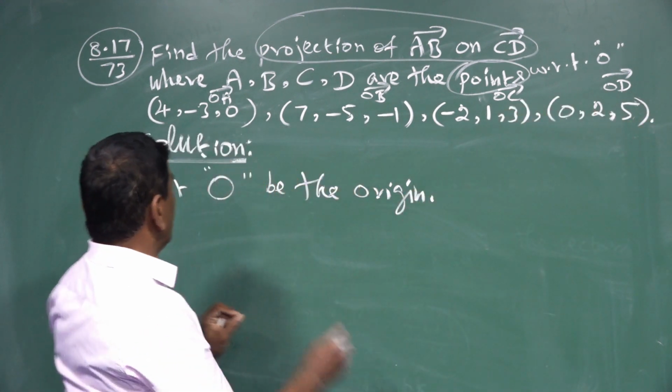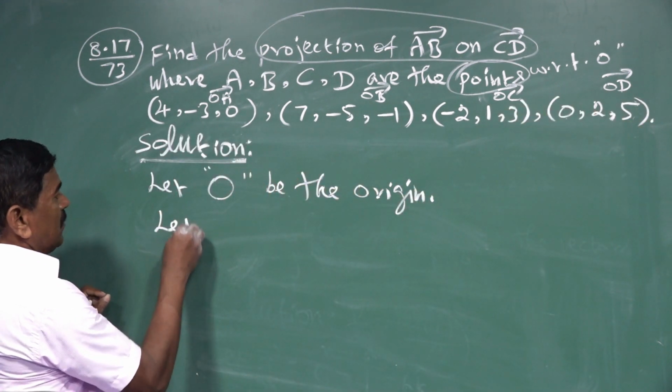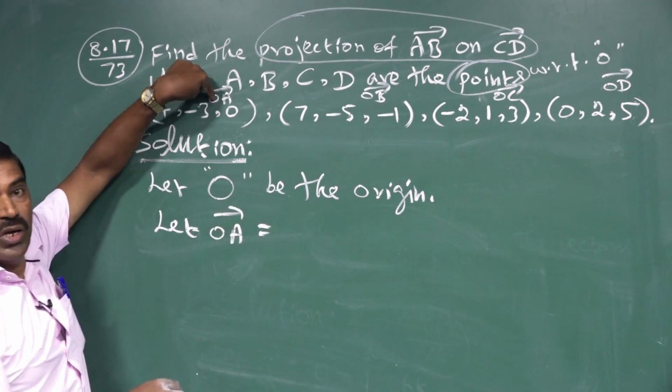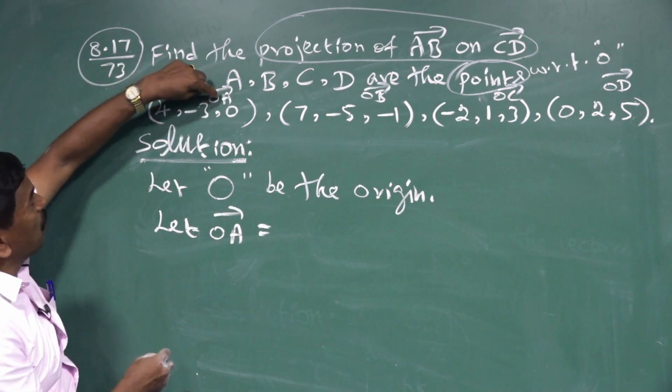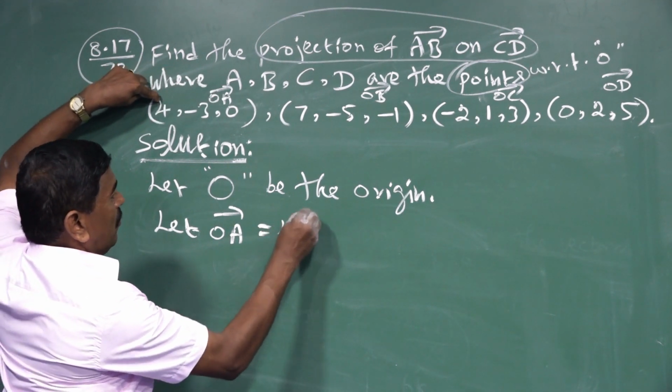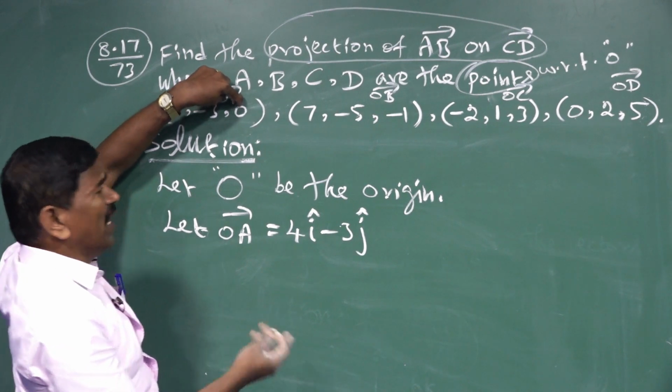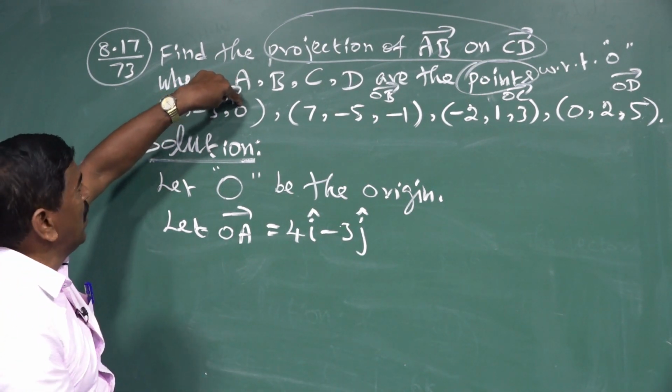So it is ready. Okay, now listen. Let vector OA be equal to, okay, what is vector OA? Yes, let vector OA be equal to 4 i cap minus 3 j cap and 0 k cap. No need to write the 0 k cap. Okay, next vector OB.